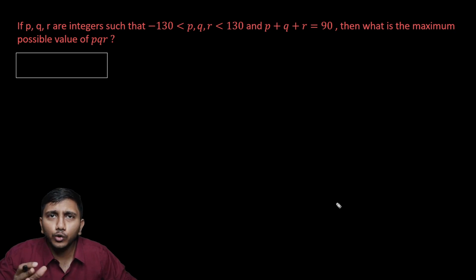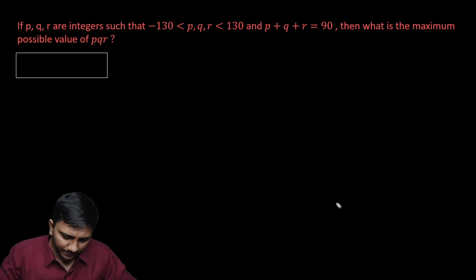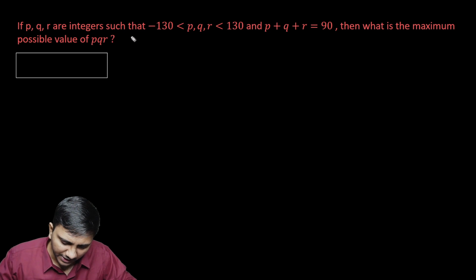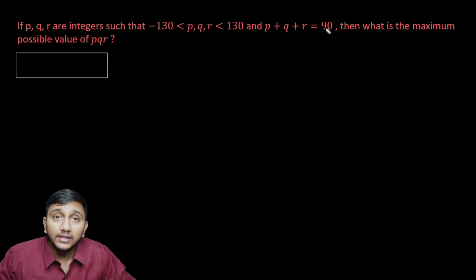Okay, you can take 2 minutes to solve this question and then look at the discussion. If P, Q, R are integers such that P, Q and R are between minus 130 and 130 and P plus Q plus R is 90, then what is the maximum possible value of P, Q and R?